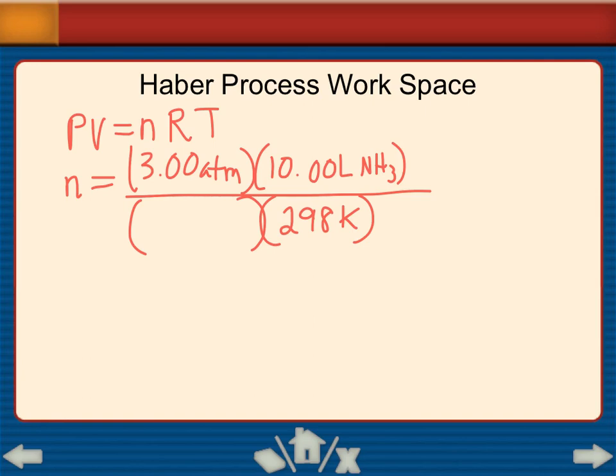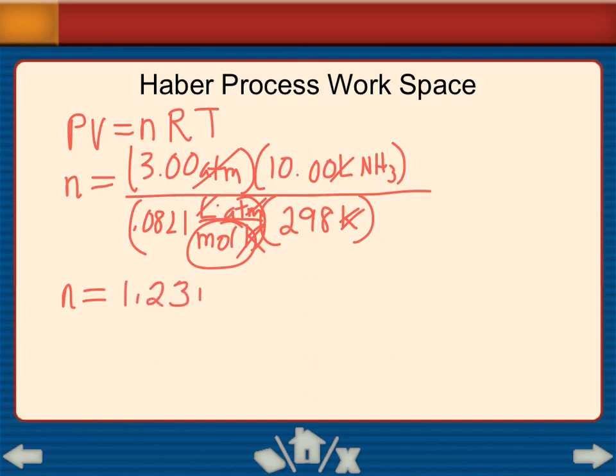And that happens to be the value 0.0821 liter atmosphere per mole Kelvin. Okay, so just do a quick check on your units. Atmospheres cancel, liters cancel, Kelvin cancels. I'm ending up with moles, which is what I'm looking for. So if you go ahead and do the calculations, you get 1.23 moles of ammonia gas.